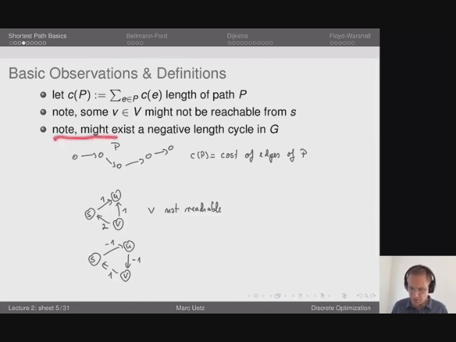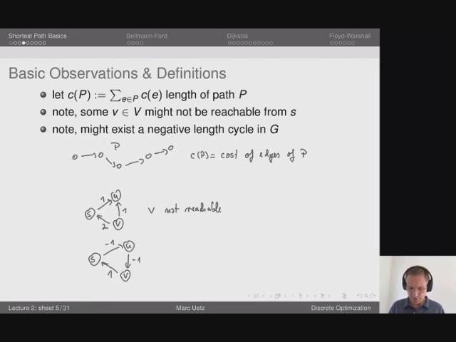Next observation is that there might exist a negative length cycle in a graph, in which case the shortest path to the vertices on that negative length cycle is not well defined. So there is an example down here where we have a cycle of length -1 plus -1 plus 1, which is -1. And by walking along the cycle again and again, I would decrease the distance to reach the corresponding vertices. So a shortest path, for example, from s to u or from s to v is not well defined.